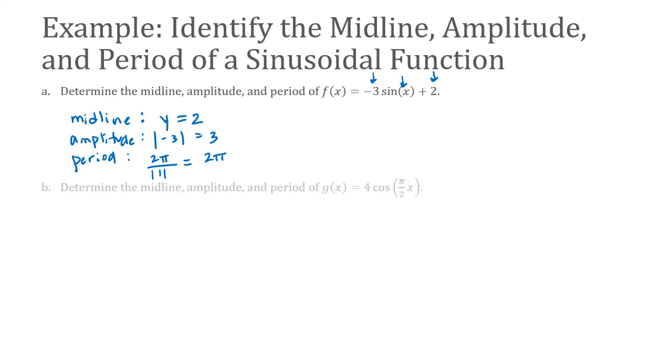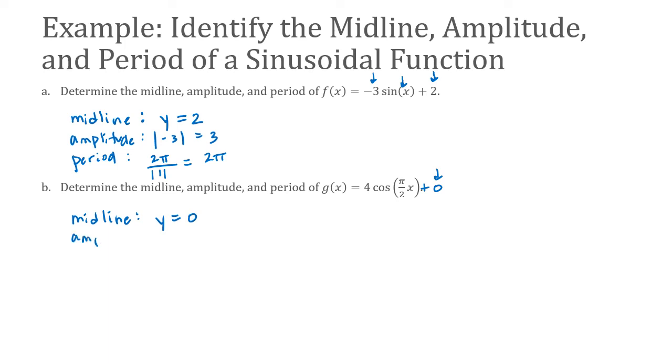Let's try another one. Determine the midline, amplitude, and period of g of x equals 4 times the cosine of the quantity pi over 2x. All right, what's the midline? Always going to be y equals something. And in this case, that something, there's nothing there, so we're going to call that a plus 0. So y equals 0 is the midline.